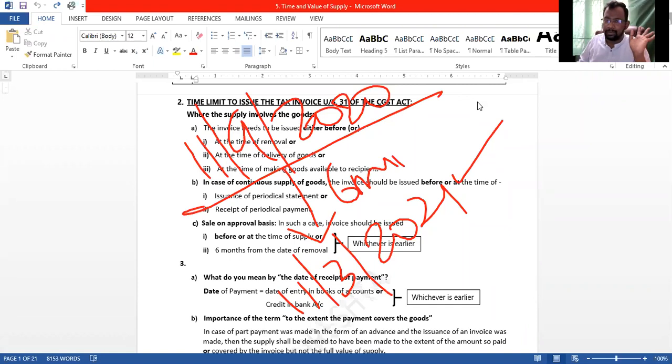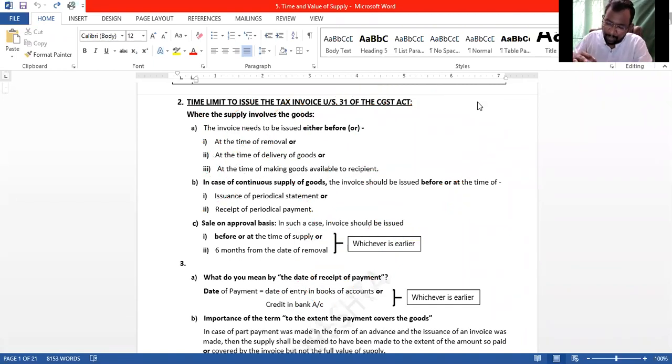Any doubts? So before or at the time of supply, meaning that when the acceptance is given by the buyer, or 6 months from the date of removal, whichever is earlier. Within this time limit, you need to issue the invoice. So, these are general cases. This is continuous supply of goods, and this is sale on approval basis.